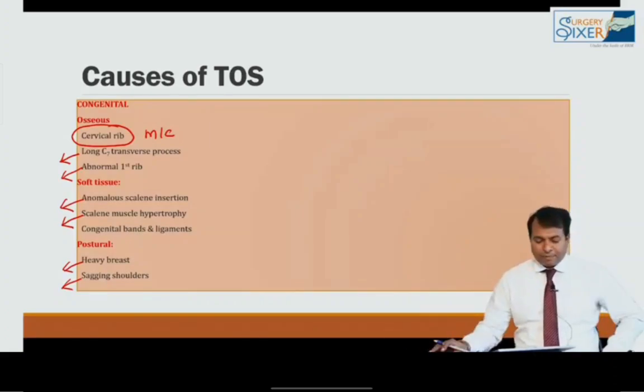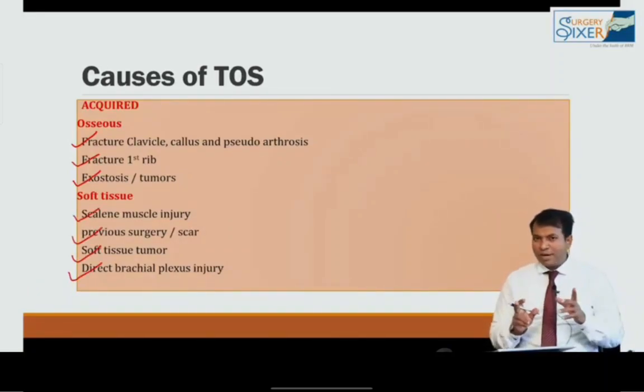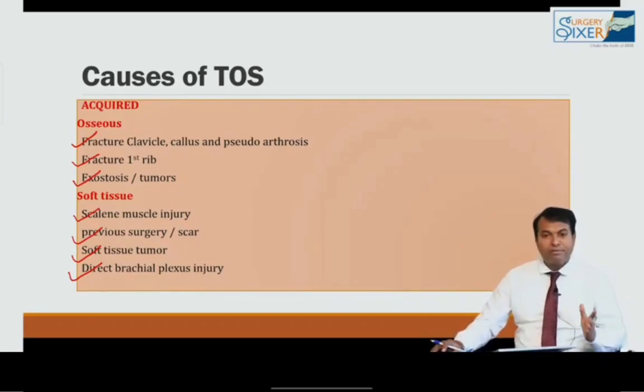or heavy breast. And acquired causes include fracture of clavicle, fracture of first rib, some tumors, scalene muscle injury, previous surgery, soft tissue tumors, direct brachial plexus injury. These are all, though it is listed, nothing is asked in exam. Please don't forget, the commonest cause is still the cervical rib.